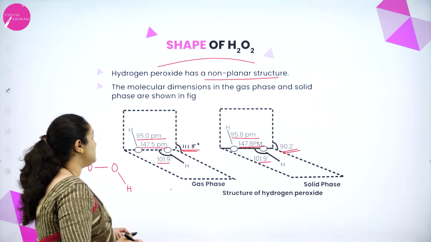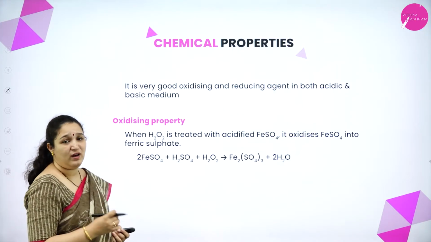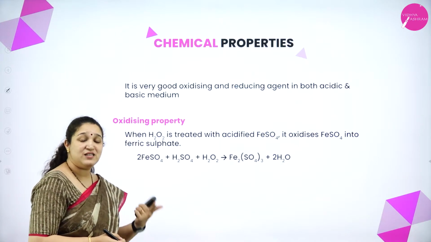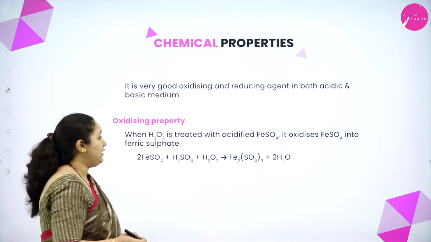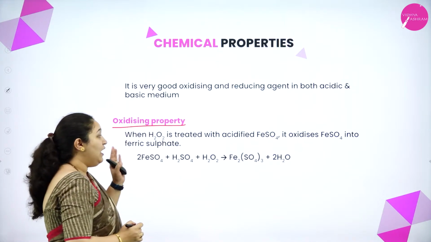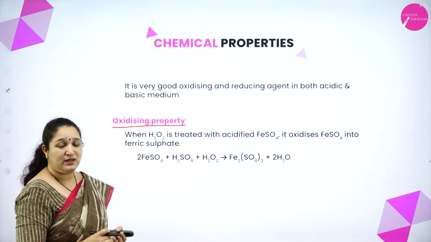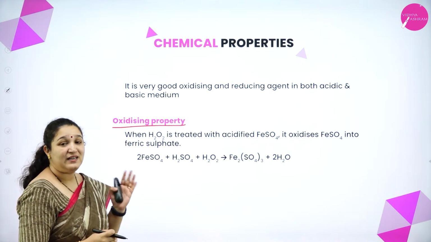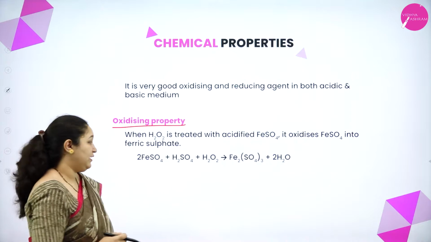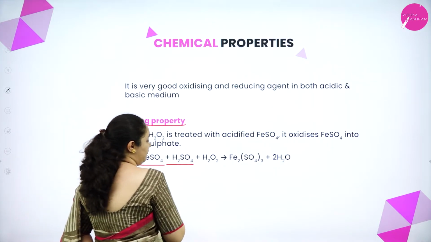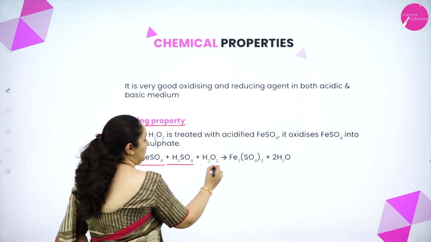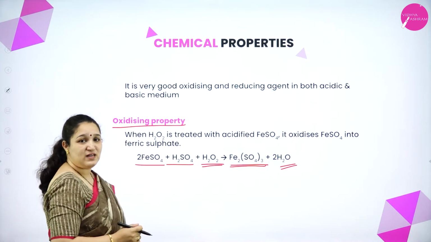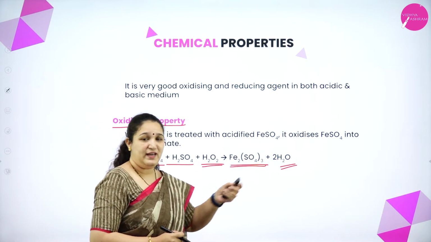Okay. Next is chemical properties of hydrogen peroxide. Hydrogen peroxide is a very good oxidizing agent as well as the reducing agent. So first we learn about the oxidizing property. Hydrogen peroxide, when it is treated with acidified FeSO4, that is ferrous sulfate, it gets converted into ferric sulfate. You can see ferrous sulfate acidified, that's why we have H2SO4, and hydrogen peroxide you will get ferric sulfate and water. So acidified ferrous sulfate is getting converted to ferric sulfate.